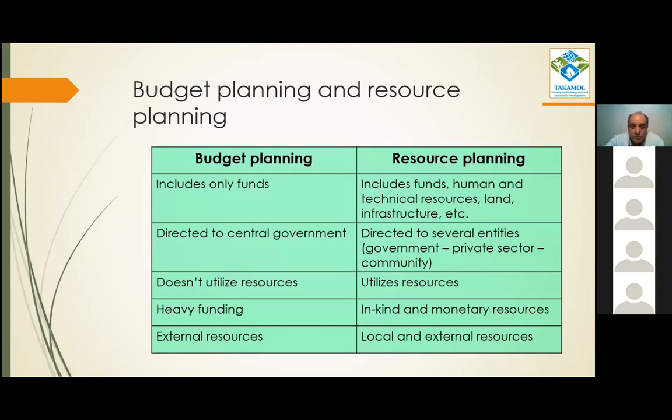I'll skip this because you can understand it easily. It's the difference between budget planning and resource planning. In resource planning, we mobilize not only the money resources, but also the local resources like technical resources, the land, the infrastructure. All the local resources can be mobilized, so it is more efficient than budget planning, which depends on the funding coming from the upper central governmental entities.